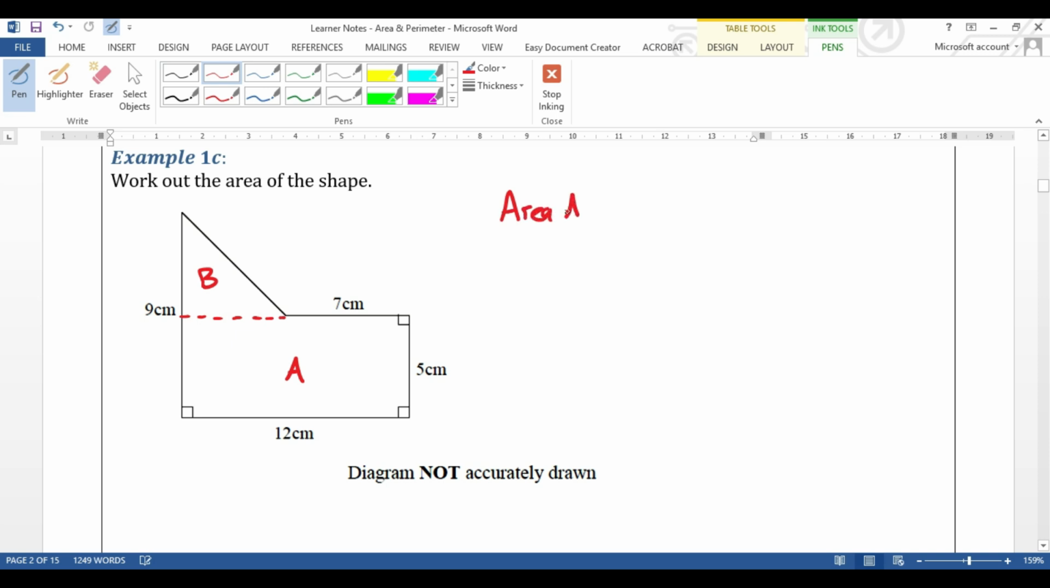So area A, which is a rectangle, length times width. That's going to be 12 times 5, which gives us 60 centimeters squared.